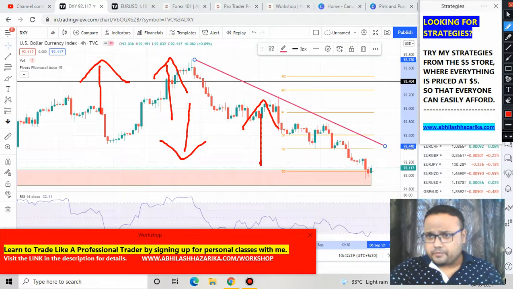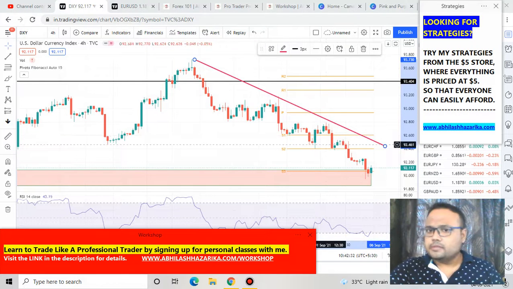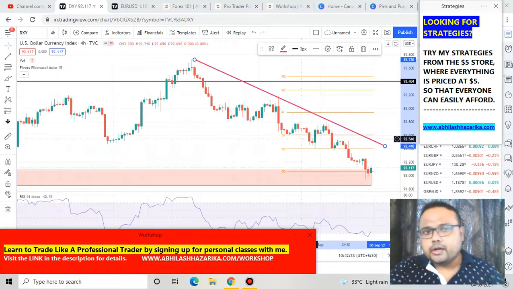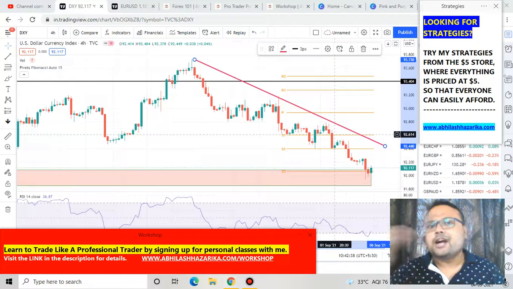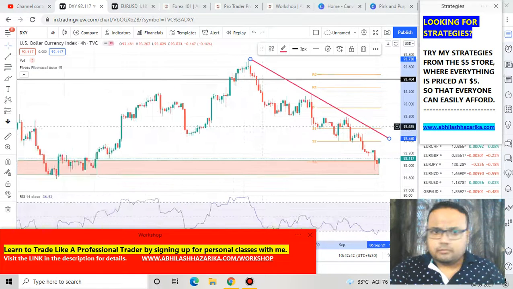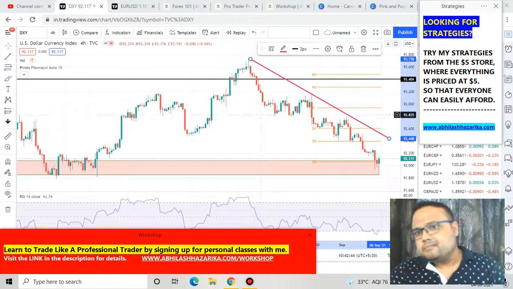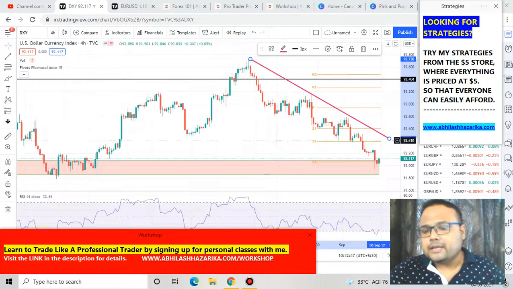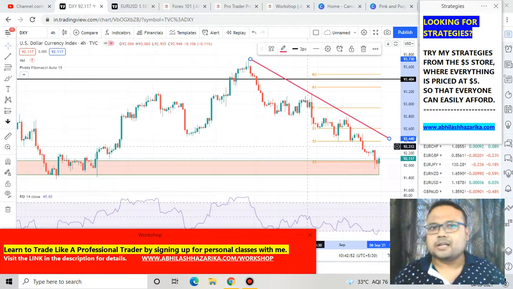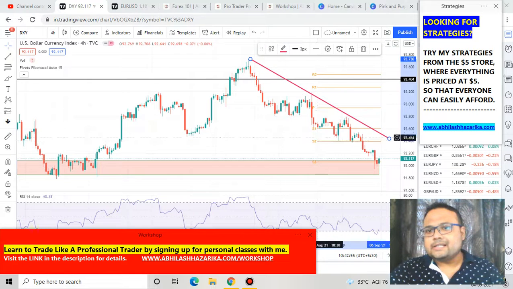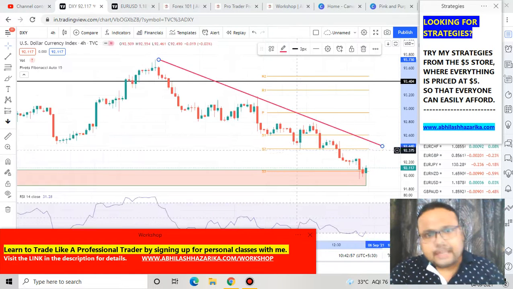Yesterday, after the NFP report, there was selling pressure on DXY, the US dollar. As a result, there was a sharp uptrend on Euro USD. Before that also, the US dollar was in a downtrend. There was selling pressure from before, but after the NFP report it got very volatile and the market started falling. But right now you can see that it is standing at a support level.